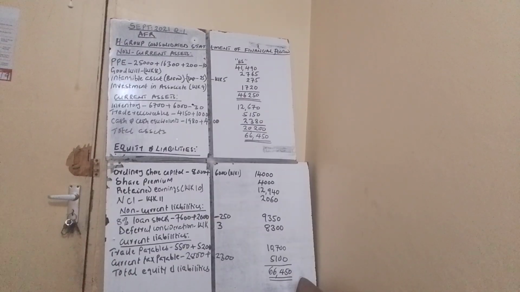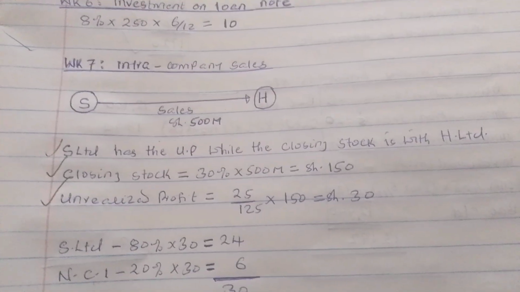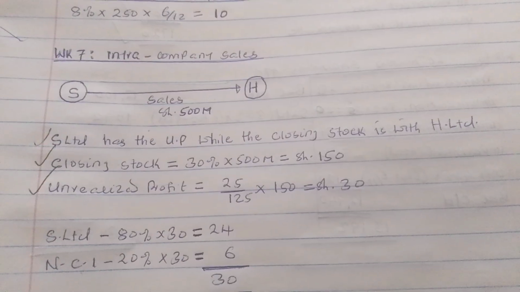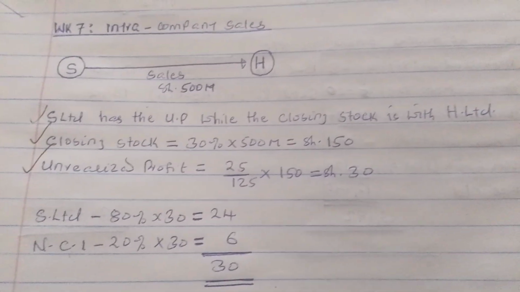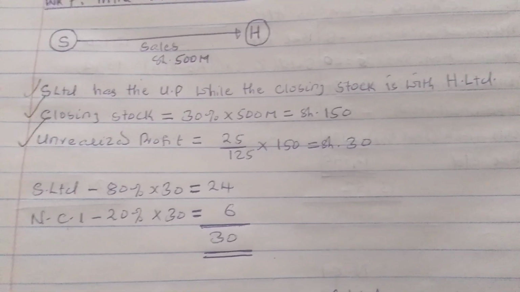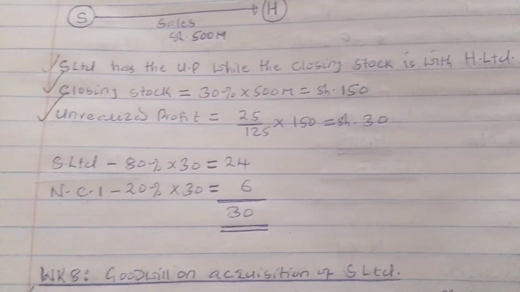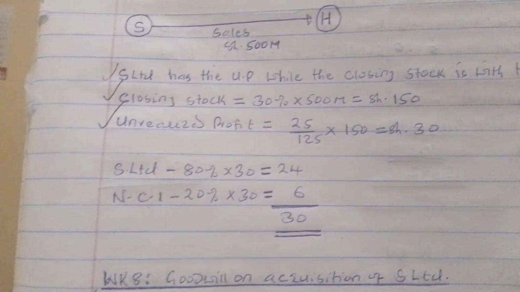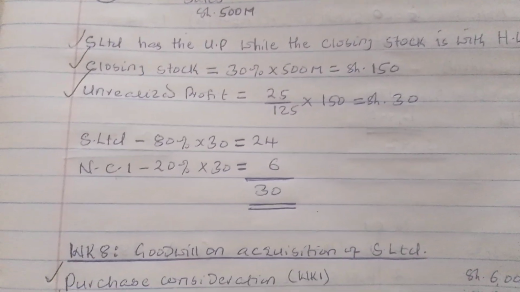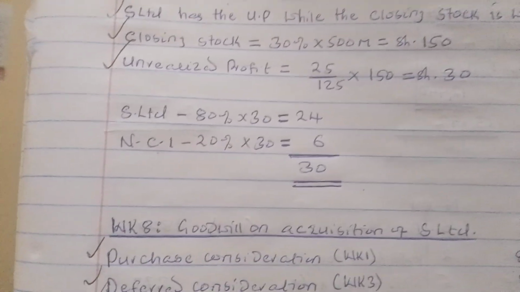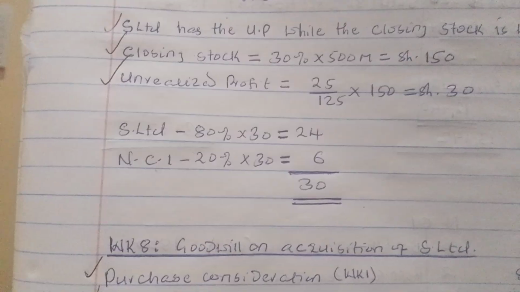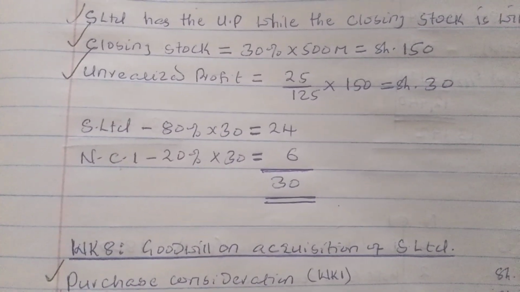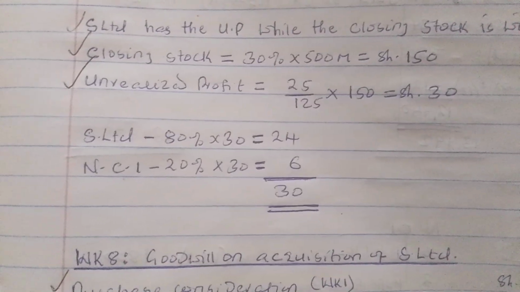You know how to go about intra-company sales. Okay, that is working number 7. Look at working number 7, intra-company sales. The subsidiary sold to the parent goods worth 500. By the end of the year, 30 percent of these goods had not been sold. So in the closing stock, we have 150. The remaining 70% had been sold. In other words, if we are remaining with 150, obviously 350 had been sold.